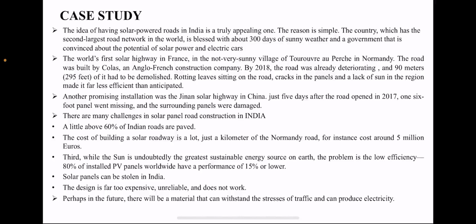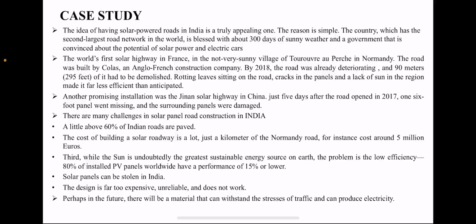A little above 60% of Indian roads are paved. The cost of building a solar roadway is a lot. Just a kilometer of the Normandy road, for instance, costs around 5 million euros. Third, while the sun is undoubtedly the greatest sustainable energy source on earth, the problem is the low efficiency. 80% of installed PV panels worldwide have a performance of 15% or lower. Solar panels can be stolen in India.